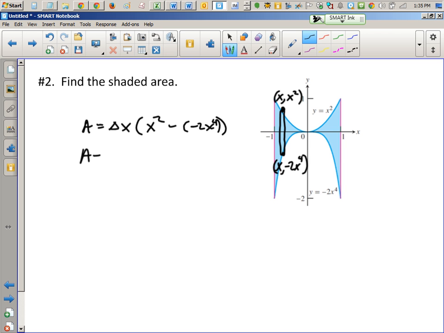In other words, the area function will be an integral of x squared plus 2x to the fourth dx. The delta x turned into a dx. Where am I integrating from and to? So here are your rectangles stacked up. Yes, they start over here at not negative 2, from negative 1 to positive 1. So those become your limits of integration.